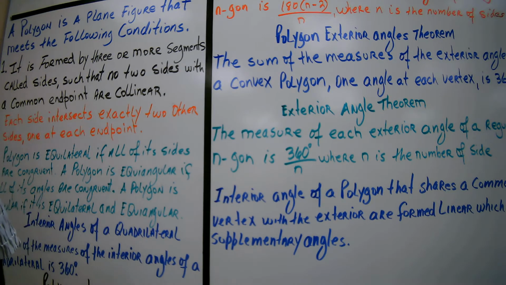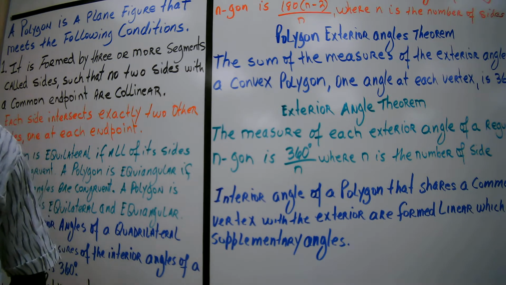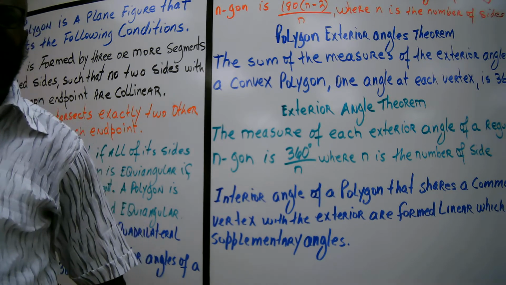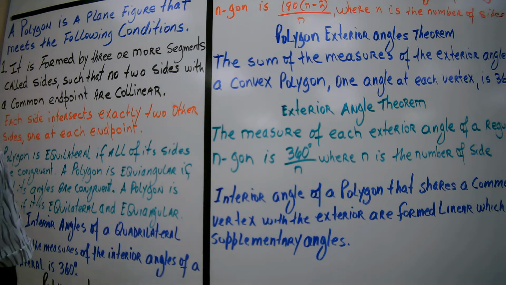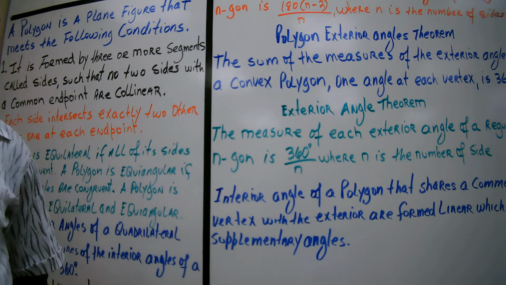So remember that a polygon is defined as a plane figure that meets the following conditions. There are two conditions to be met to be a polygon. The first condition is that it is formed by three or more segments called sides, so that no two sides with a common endpoint are collinear. So let's go over the first condition.